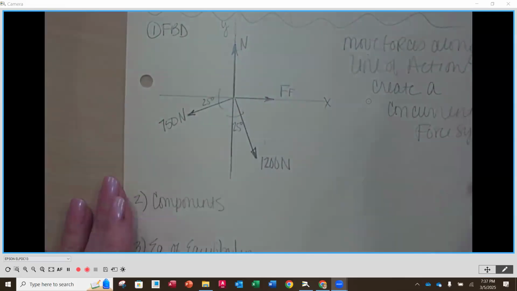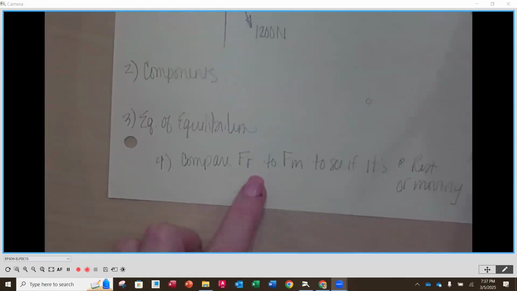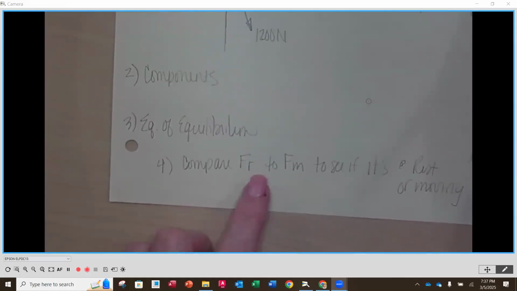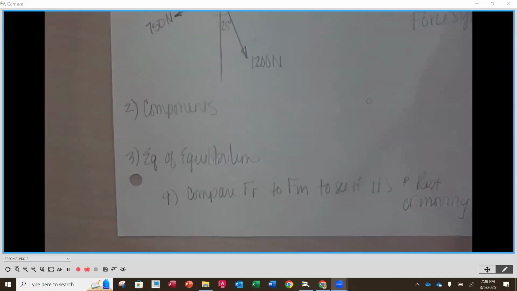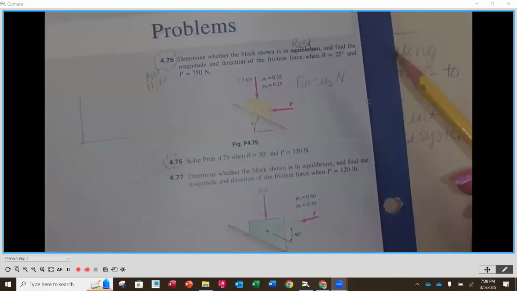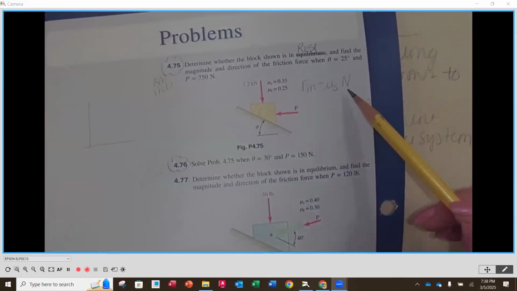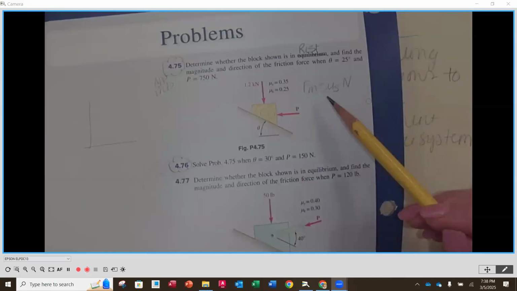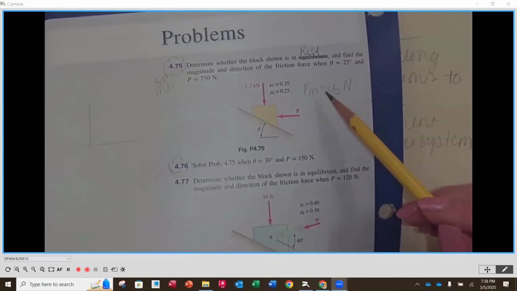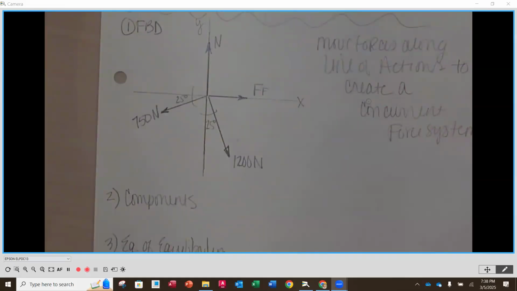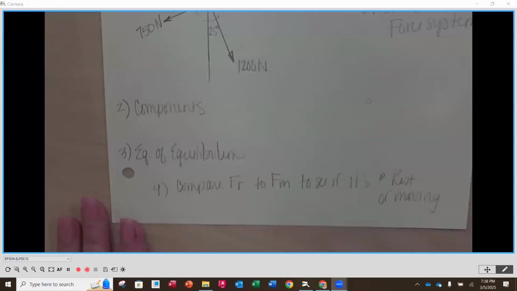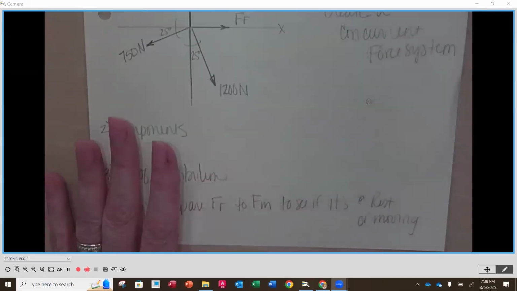Okay. And then what you're going to do is compare that friction force to your maximum friction force. So you have to calculate the maximum friction force, and we know that to be the coefficient of static friction times the normal force. Okay. If it is less than the maximum friction force, then what that means is you're not moving, you're at rest. If it's greater than the maximum friction force, then you're moving. Okay. And then just make sure you answer that question, and that's the process.